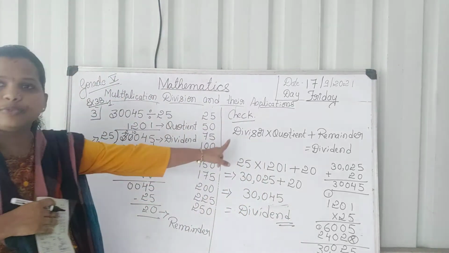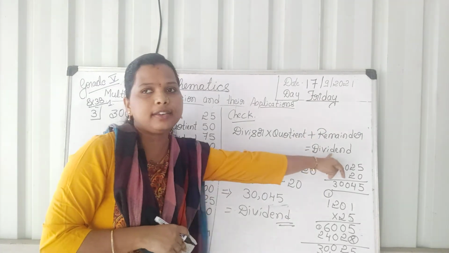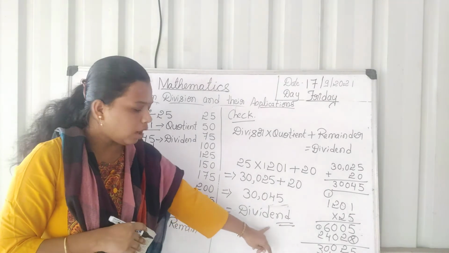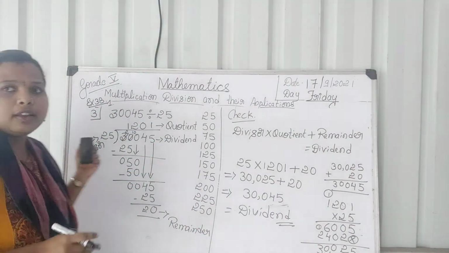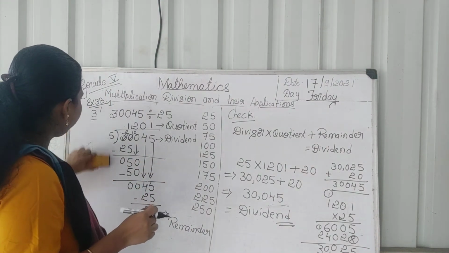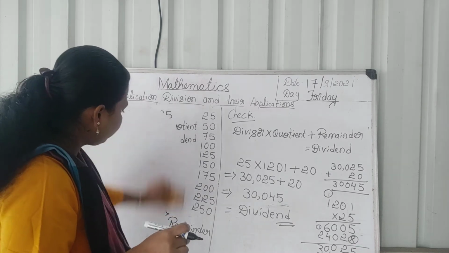After calculating divisor into quotient plus remainder, we get 30,045. This is the dividend. So our division is correct. Copy it in your classbook neatly. Now I will erase this. Move to the next problem. Take down the next problem, the fourth one.